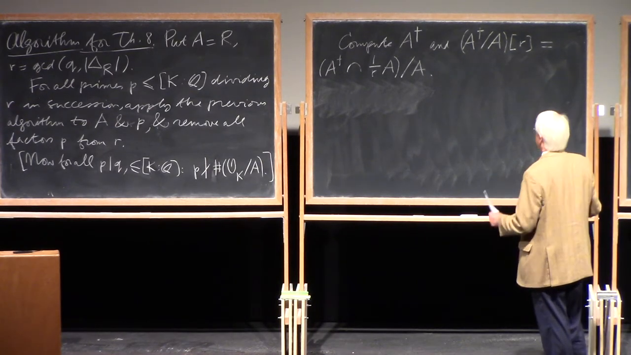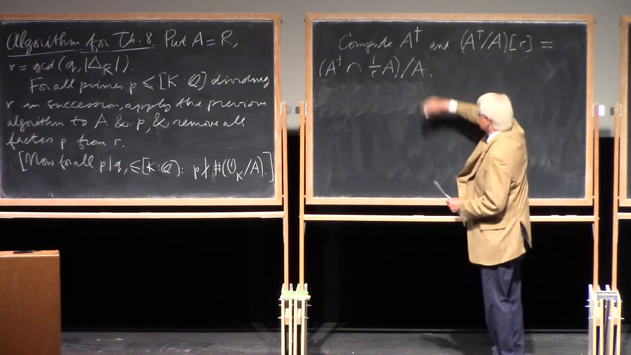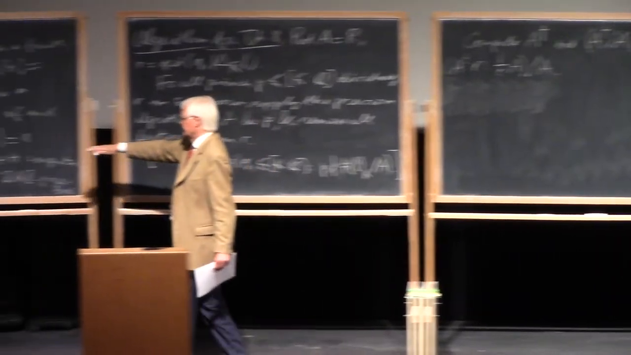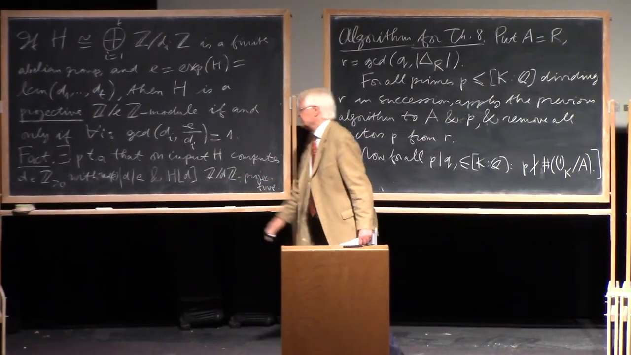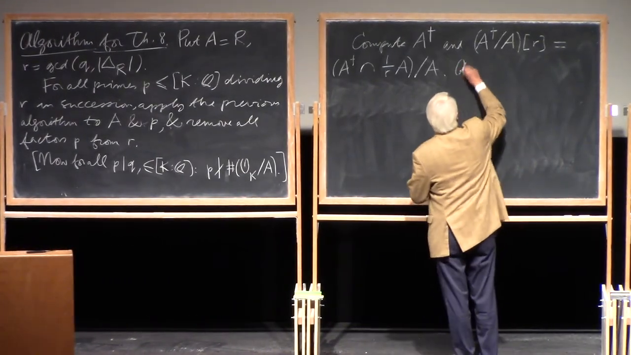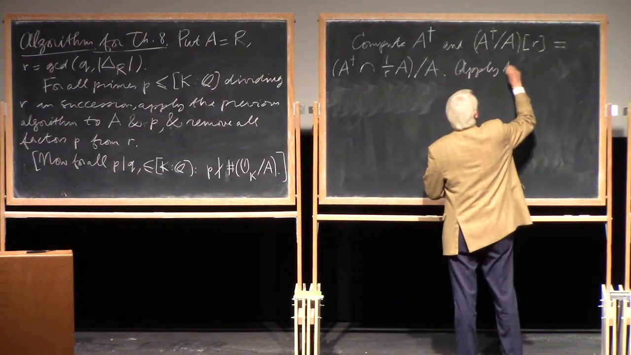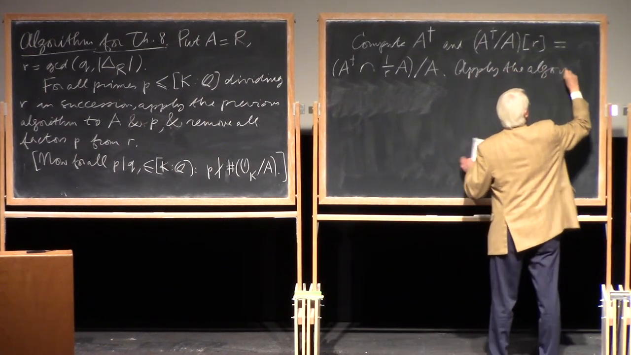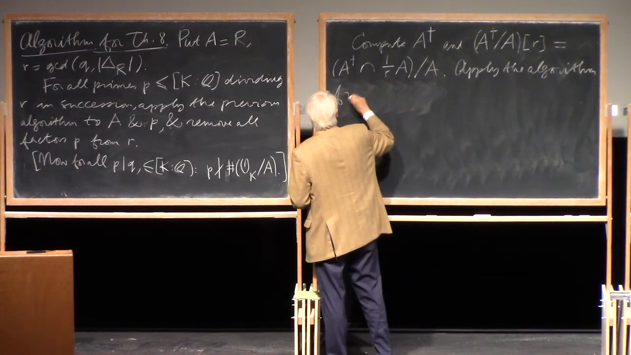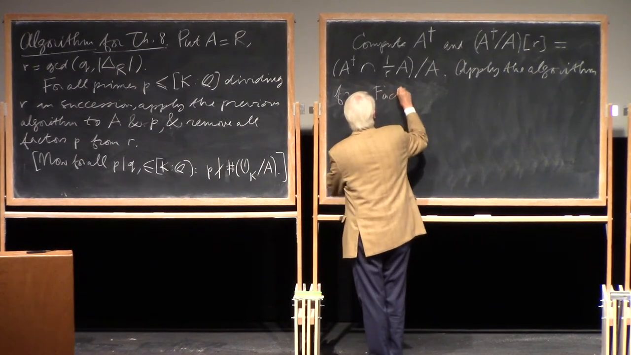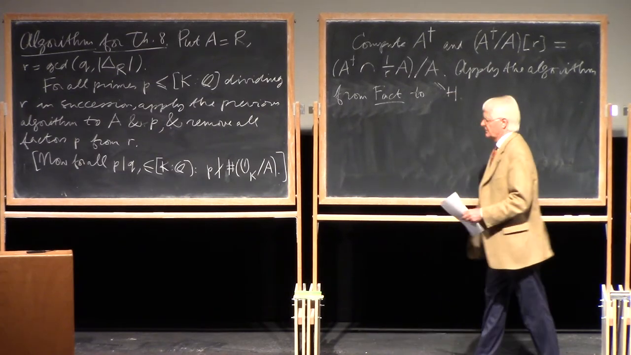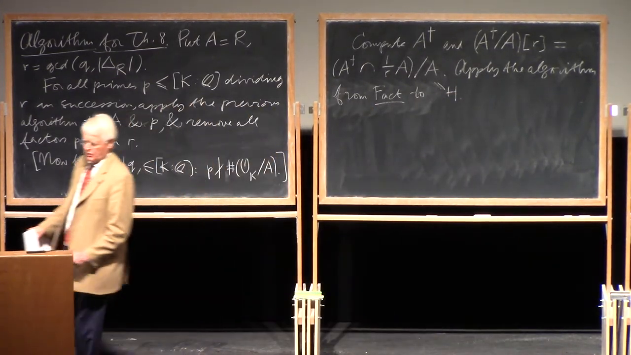Okay, so here we have a finite abelian group that we can compute, and to this finite abelian group we apply the projectivity algorithm. Apply the algorithm from this fact to H equal that finite abelian group that you just computed.